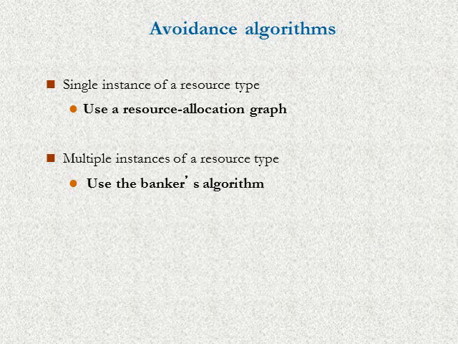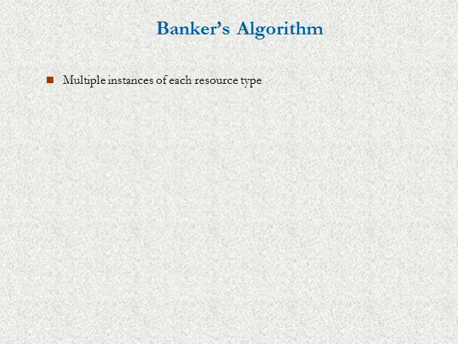So here we have two methods to avoid deadlock in a system. The first one, in the presence of single instance of a resource type, is the resource allocation graph. We discussed it last time. Today we will see how we can avoid the deadlock in the presence of multiple instances of a resource type and how we can use the banker's algorithm for this purpose. So banker's algorithm works on multiple instances of a resource type.